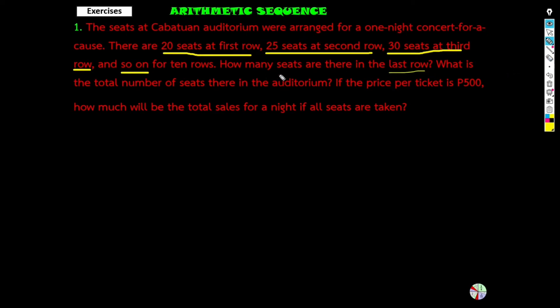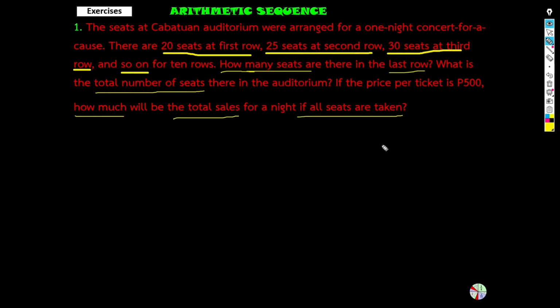So this is the first question. Number of seats, how many seats in the last row? Second question, what is the total number of seats in the auditorium? If the price per ticket is 500 pesos, how much will be the total sales if all seats are taken? So we have here 3 questions. How many seats in the last row?